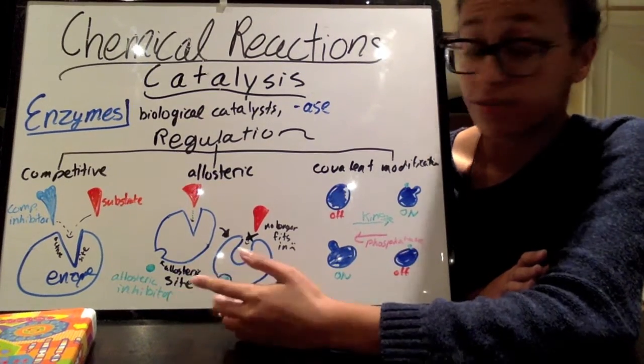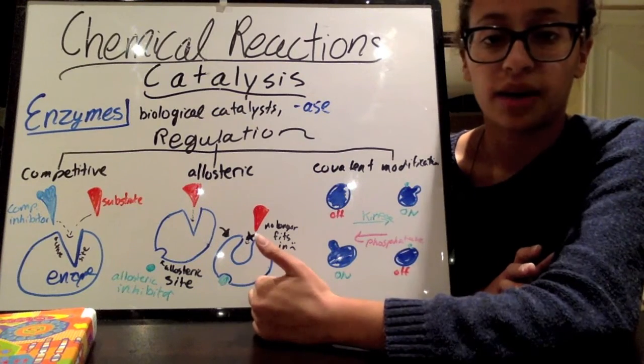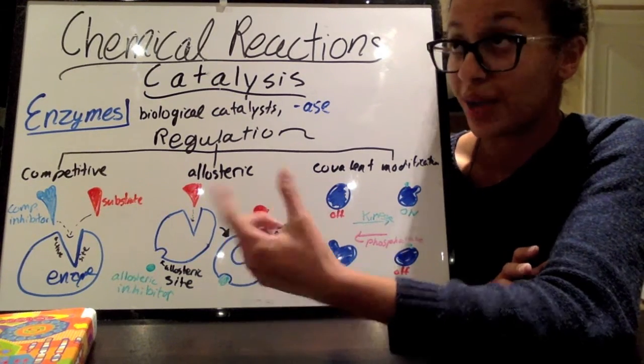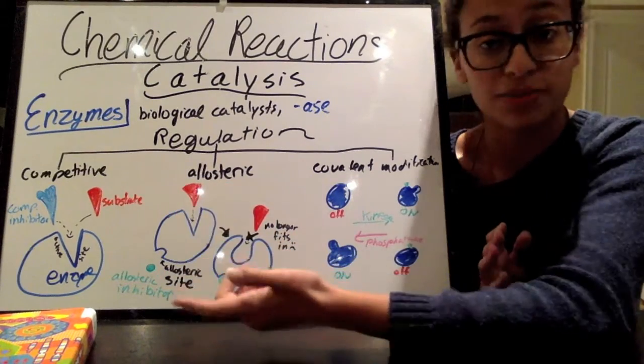But we could also have allosteric activation, so it could be that the shape is wrong, and then an allosteric activator comes along and changes the shape so it now fits the substrate.